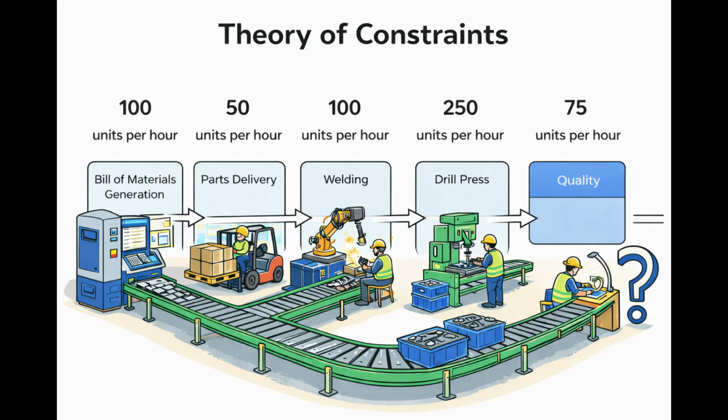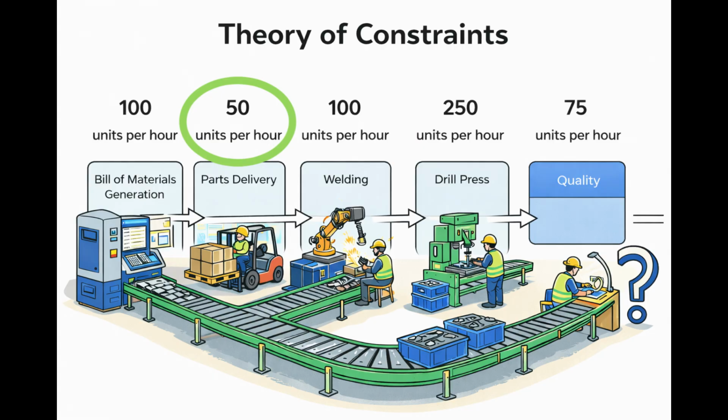Now I want you to imagine a factory floor. You've got these 5 stations that are all trying to work together to build one product. Station 1 can process 100 units per hour, Station 2 can process 50, etc., etc. So my question to you is, how many units does this factory produce per hour? And 50, if that was your guess, you're correct.